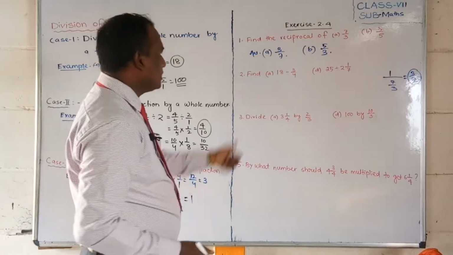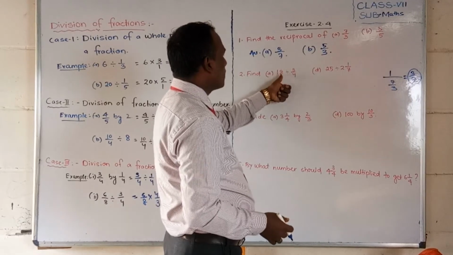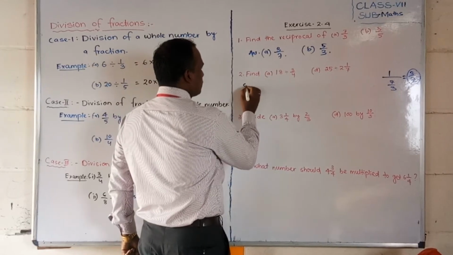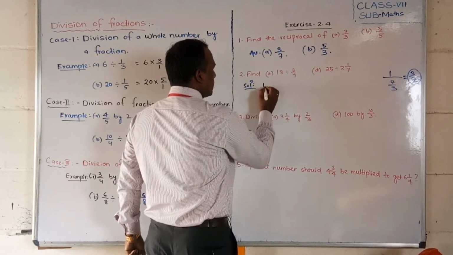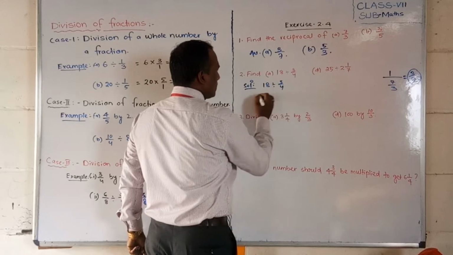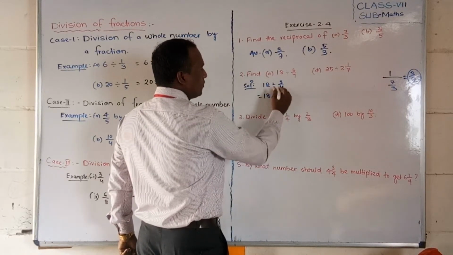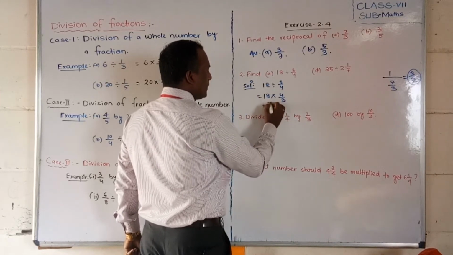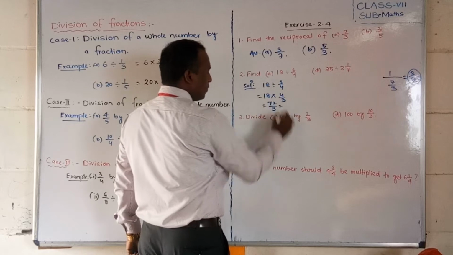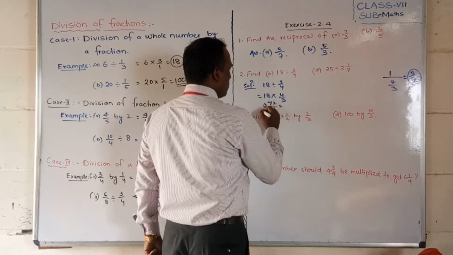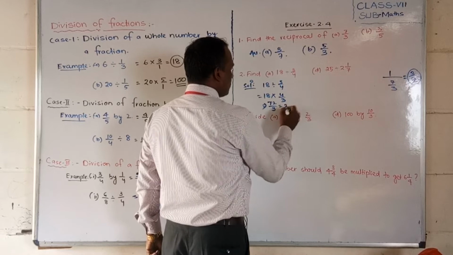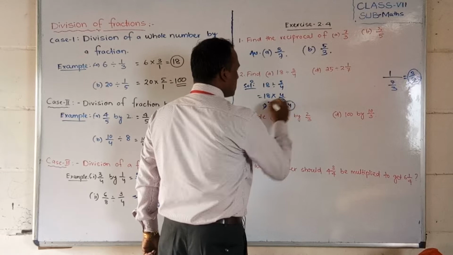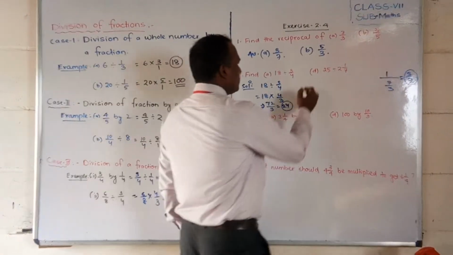Now look, students, the second question. You are given a division of a whole number by a fraction. That means case 1. Same question, students, you can solve it yourselves. I am just helping you with the first one. 18 divided by 3 by 4 is equal to 18 into its reciprocal, 4 by 3. If you cut, simplify, otherwise multiply 18 by 4, which is 72, divided by 3. You get 24. So the answer is 24. Okay. Same like this, students, we can do it.